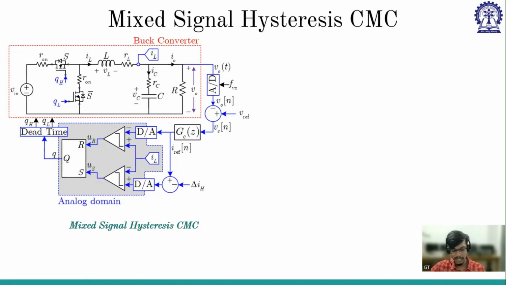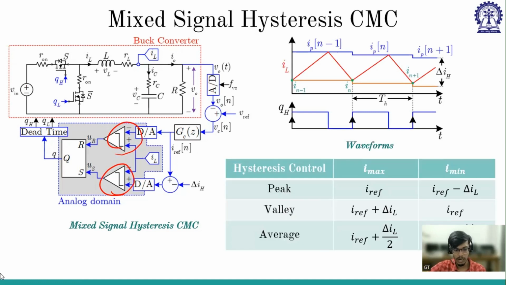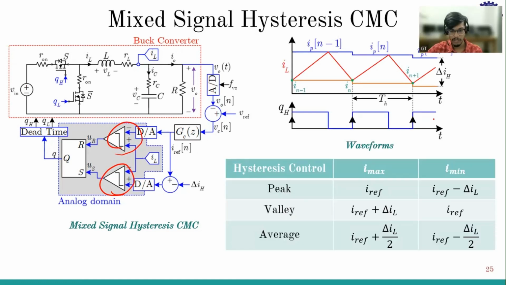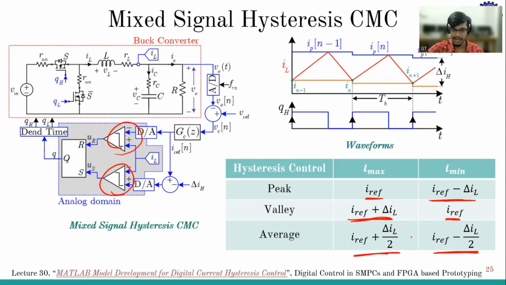So in mixed signal hysteresis, what do we have? We have two comparators. Here one comparator, here another comparator. And I reference, either you do peak or you do valley or you do average. So depending upon that, I reference minimum and I reference maximum will vary. If you do peak, this is I reference, this is I reference minus delta I. If you do valley, this is I reference, this is I reference plus delta I. If you do average, this is I reference plus delta I by 2, this is I reference minus delta I by 2. So this is explained in lecture 30.